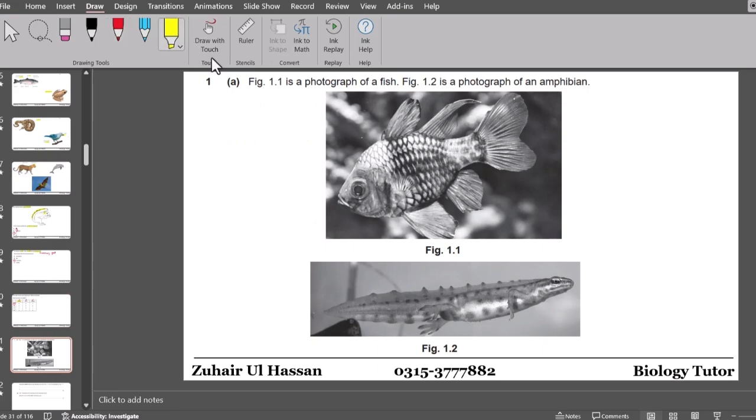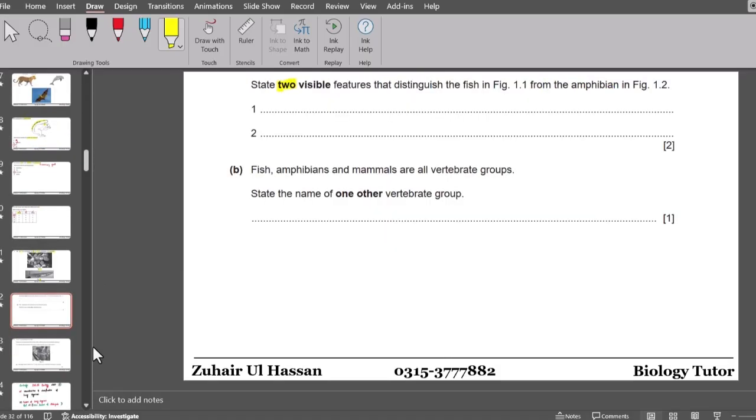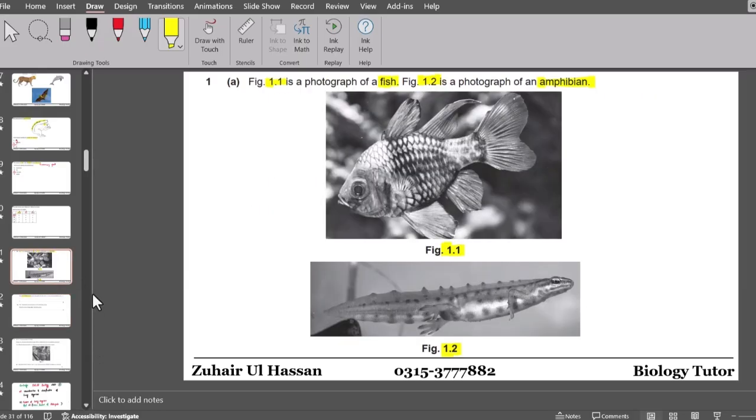Theory question is there. We are given a photograph of a fish, that is in figure 1.1. Here you can see that a fish is there, and in figure 1.2 we are given an amphibian. The question they are asking is, state two visible features that distinguish the fish from the amphibian, given in figure 1.1 and 1.2. In 1.1, the fishes that are present there have fins present, but amphibians don't have the fins present.